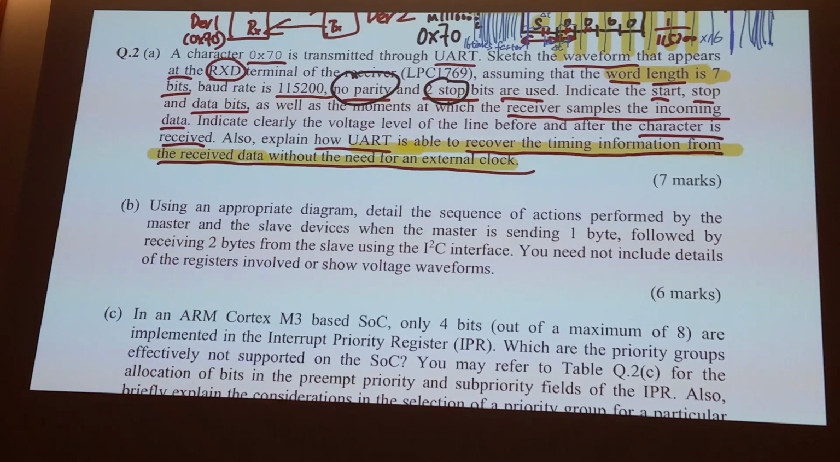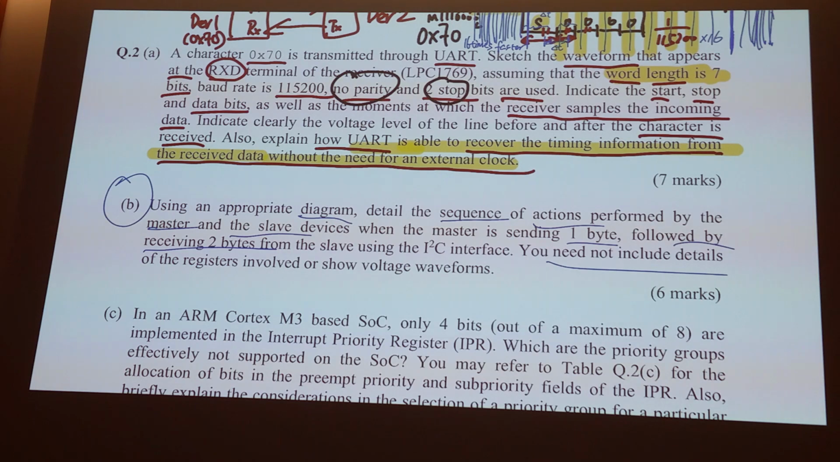And again, this one is similar to the one we discussed. Use a proper diagram, detail the sequence of the action performed by the master and the slave, when the master is sending 1 byte, followed by receiving 2 bytes. You need not include details of the registers involved. So basically, you will draw the stack picture, slave address, something like that.